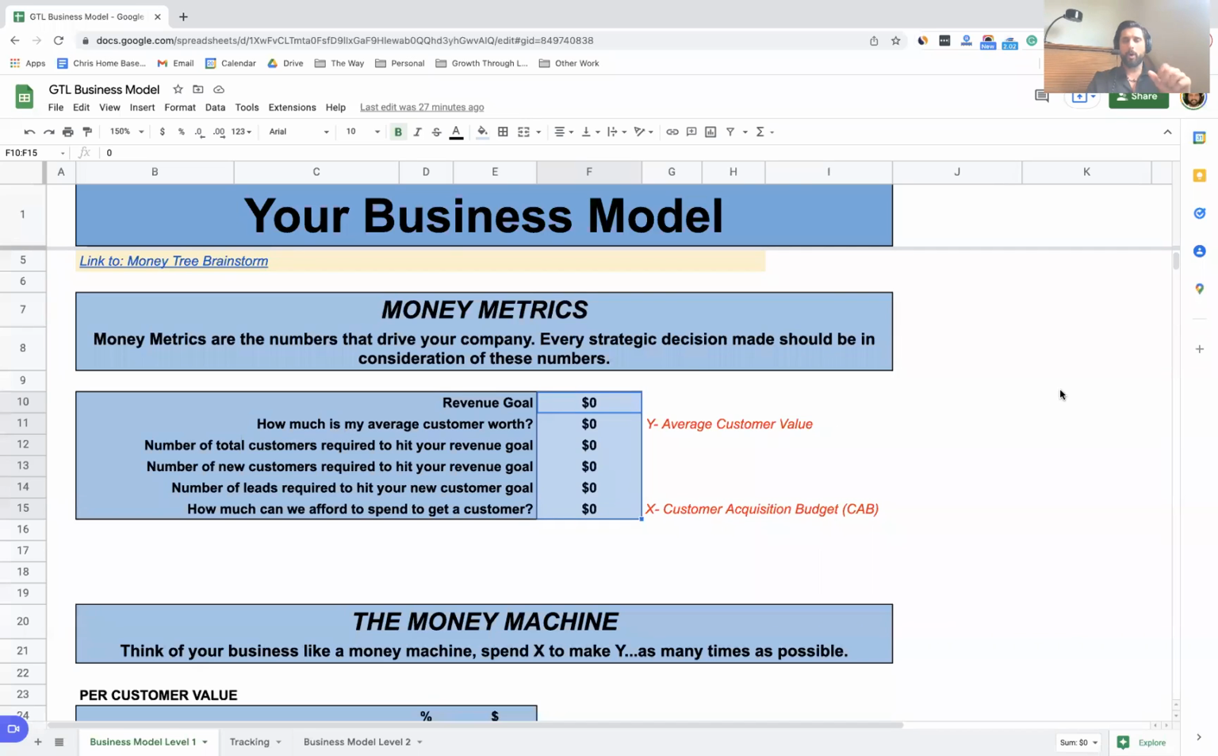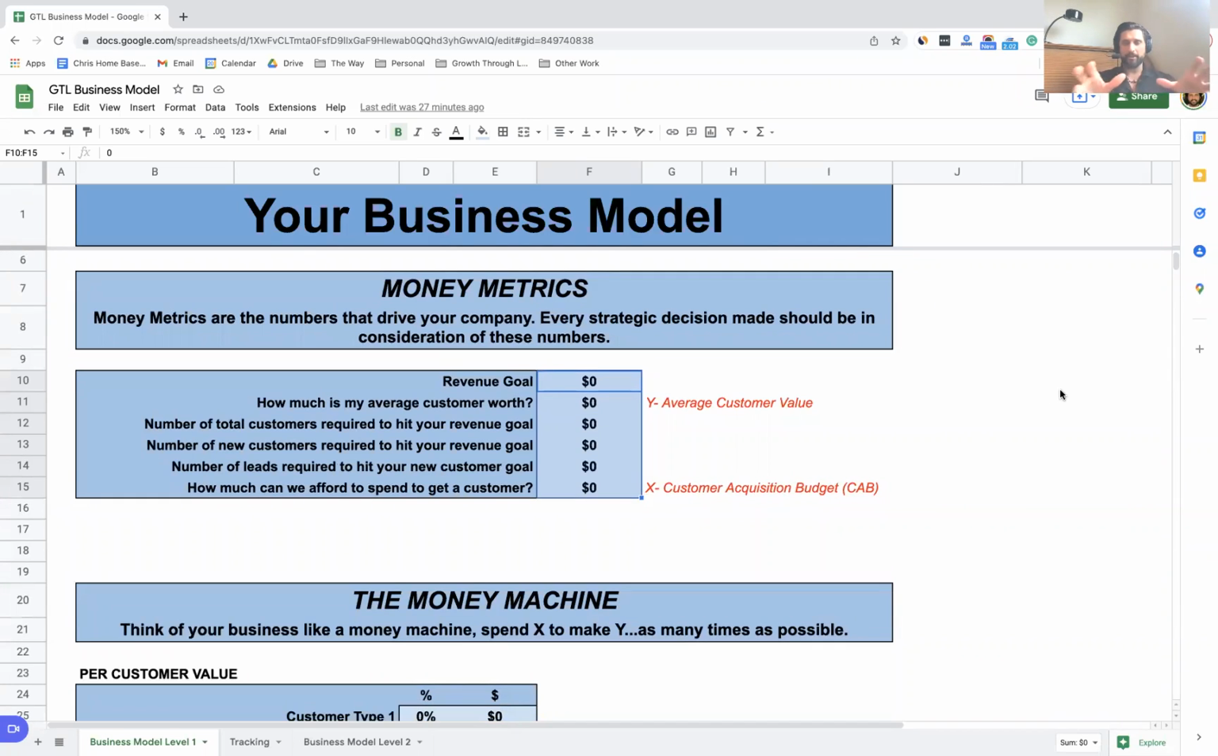All right. So what we're really looking to do in this business model is discover our money metrics. Our money metrics are the numbers that drive your company, right? Every strategic decision should be made in consideration of these numbers. The first one is, what is our revenue goal? Now, how much is our average customer worth? How many new customers do we need to get to hit our revenue goal? How many total customers do we need to have to hit our revenue goal? And the number of leads that we need to get the number of new customers to hit our revenue goal.